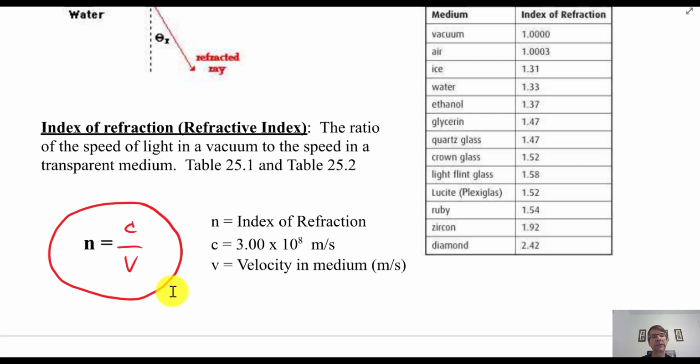Furthermore, n has no units, because it's a velocity over velocity. You can see that in the table as well. Both velocities are in meters per second, so they cancel out.